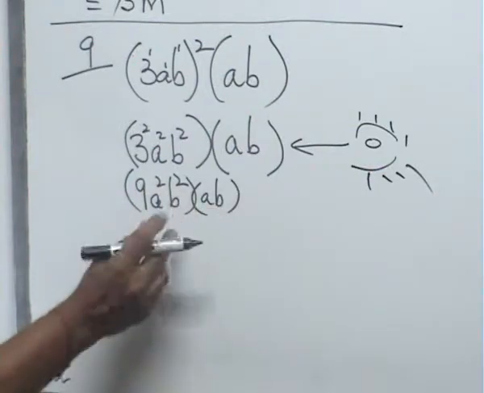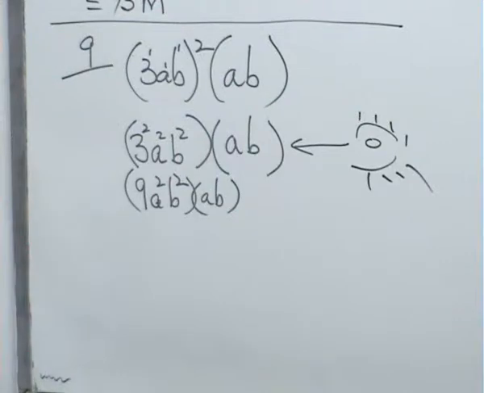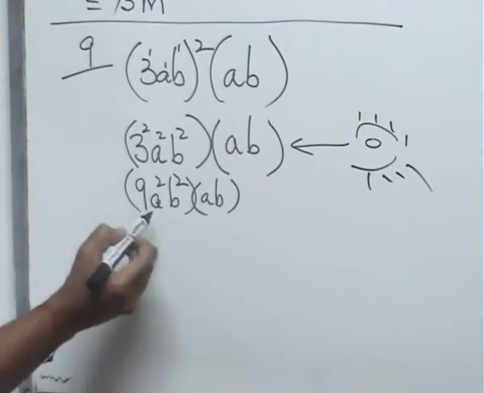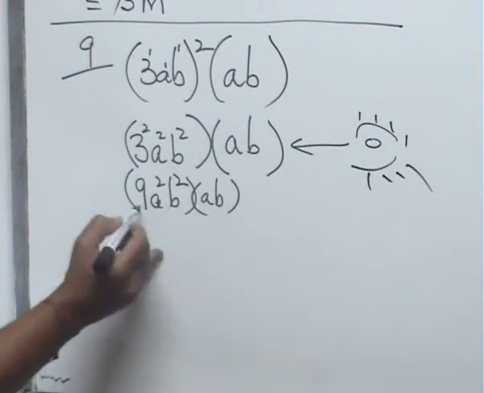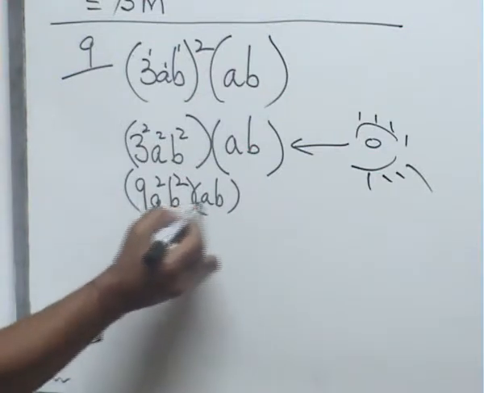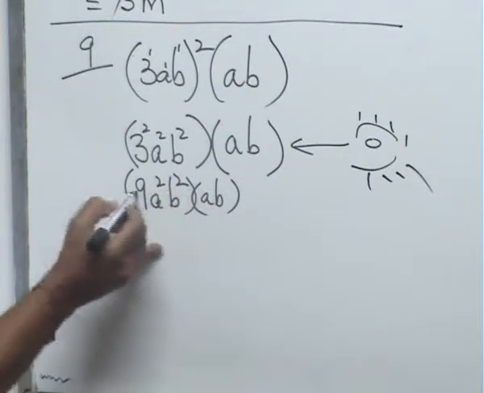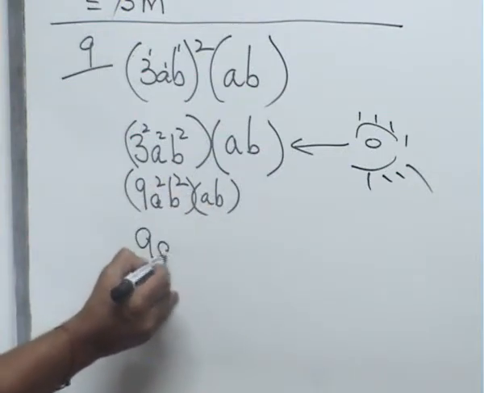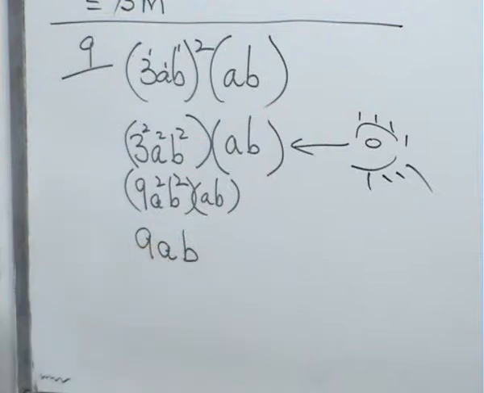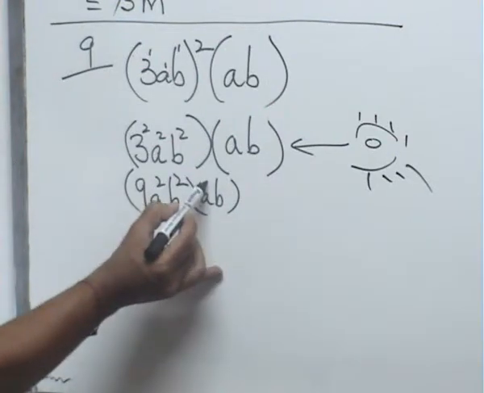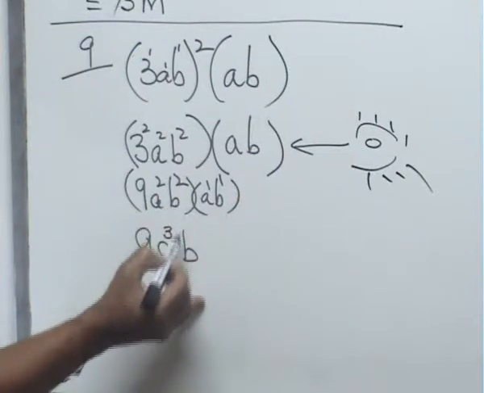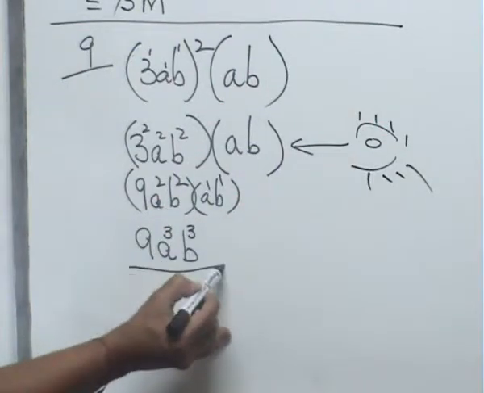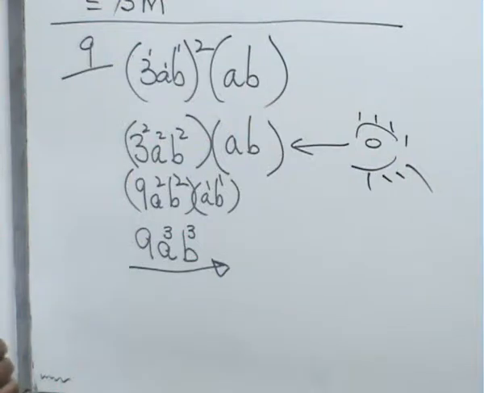And here I've got ab. Now brackets means you're multiplying. And then when you look again, you see, look, the bases are the same, the bases are the same. Now in this step, I can use the multiplication law. So there's your 9, there's your base A, there's your base B. There's 2 here, and there's 1 there, you can add it up, you get 3. 2 here, 1 here, add it up, you get 3. So that's your final answer for number 9.